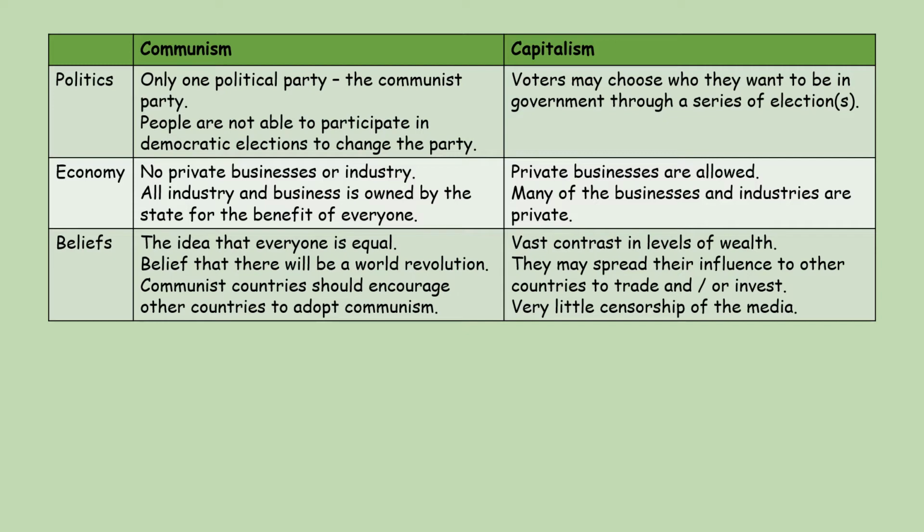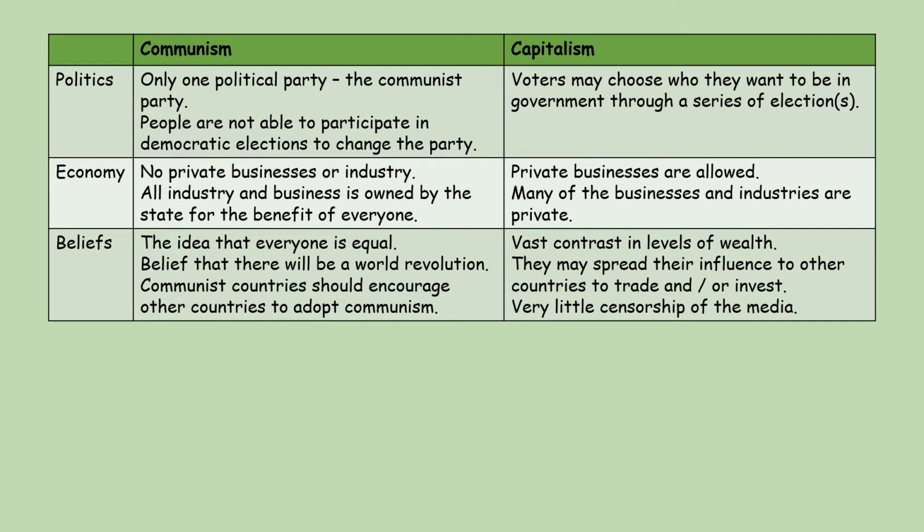So in communism, there's only one party and you can't vote to change that party or style of government. Whereas in a capitalist country, voters may participate in democratic elections to change their government every X amount of years.